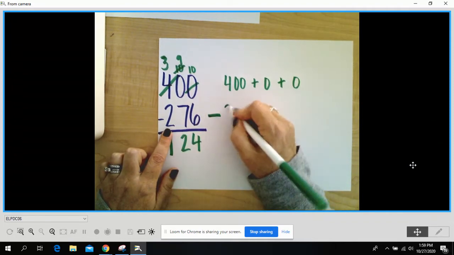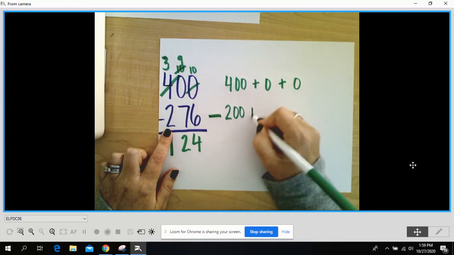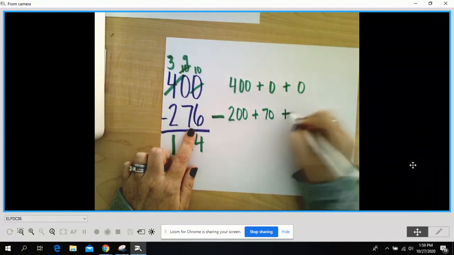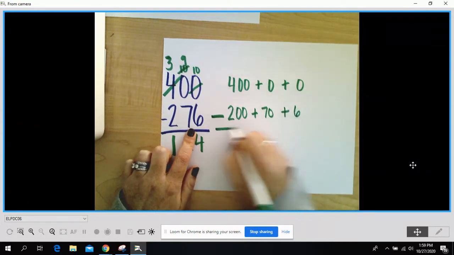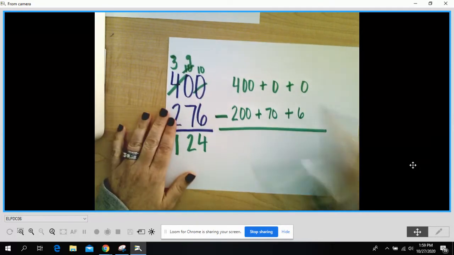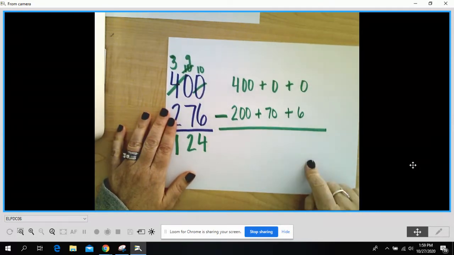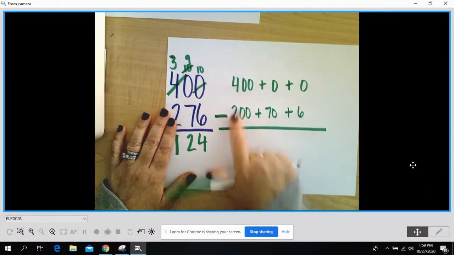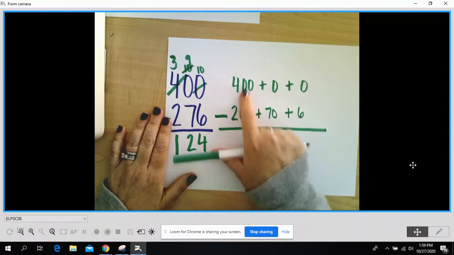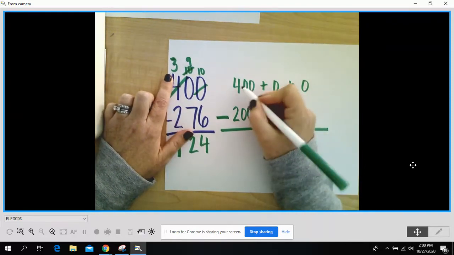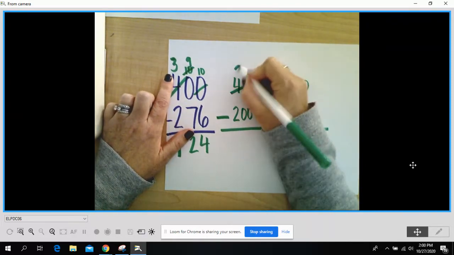The value of the 2 is 200. The value of the 7 is 70. And the value of the 6 is 6. So this is what all of this means. I'm looking at 0 minus 6. I go to my tens place, there's still a 0. Finally, I get to my hundreds place, and I have something I can regroup from. Remember how over here it became a 3? What it means is 300.